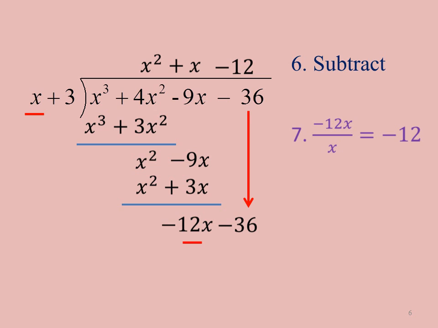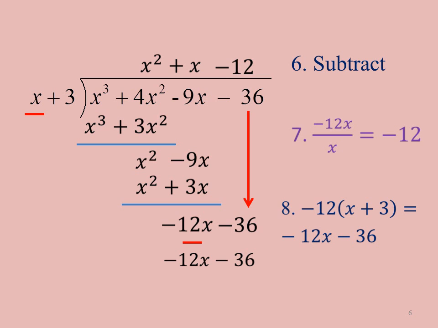Then we carry out our calculation. Negative 12 times x plus 3 gives you negative 12x minus 36. And we write those two terms under the existing negative 12x minus 36. And when we subtract those two, we get 0. And hence we have completed our long division.